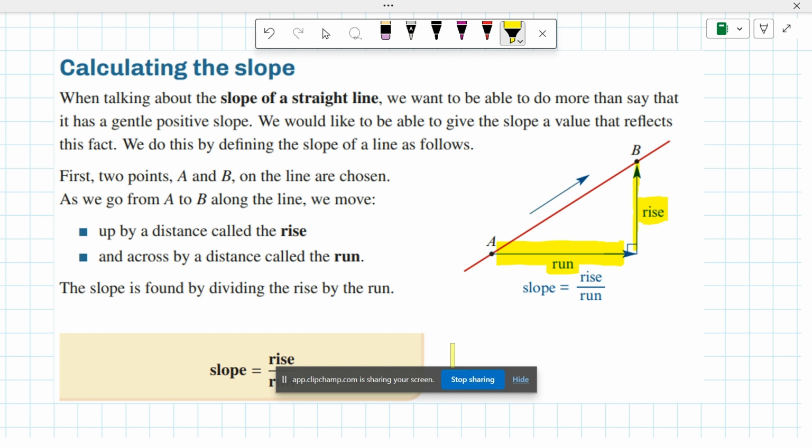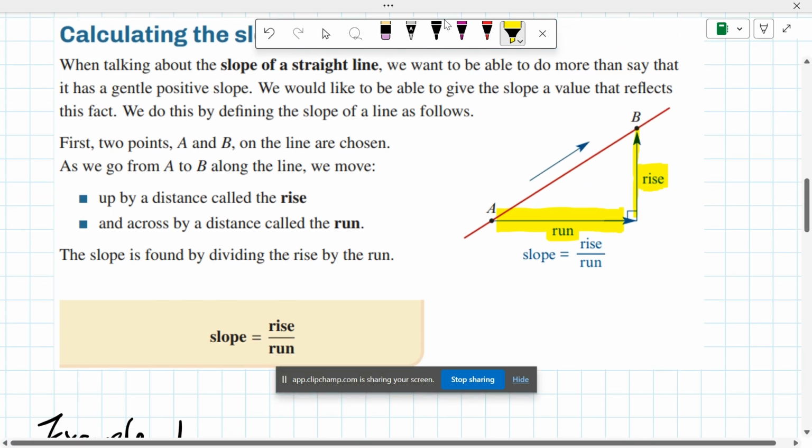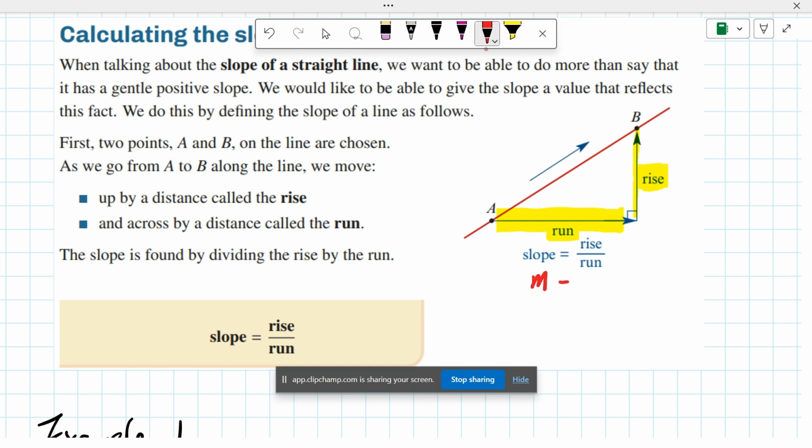That looks like a triangle, right? But we don't calculate the triangle here. So the slope, which is the gradient, m, is equal to rise over run. Rise over run. Remember this and put it into your reference, because we're going to use that a lot.